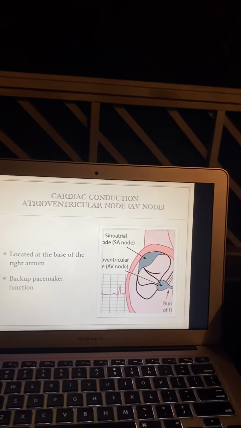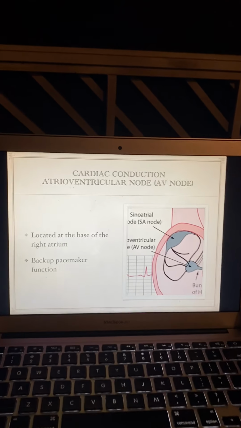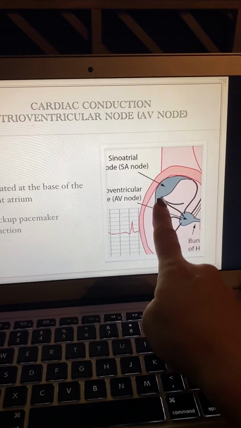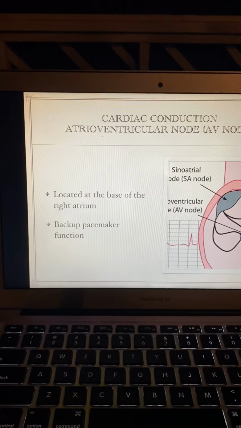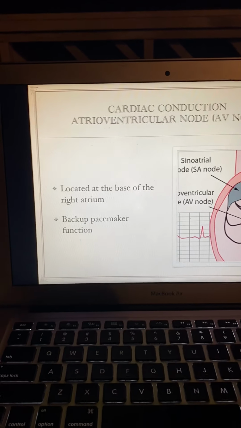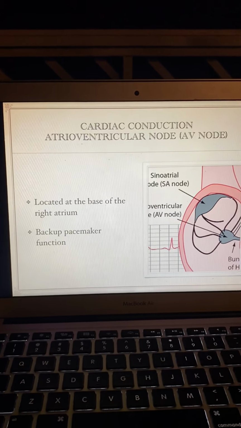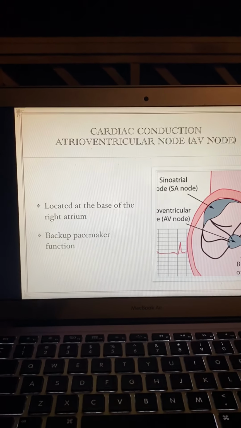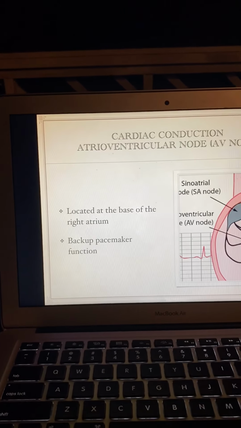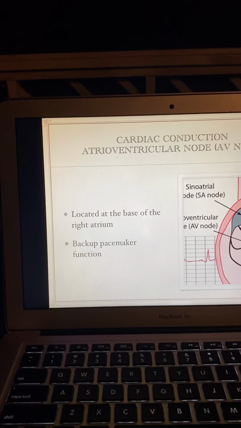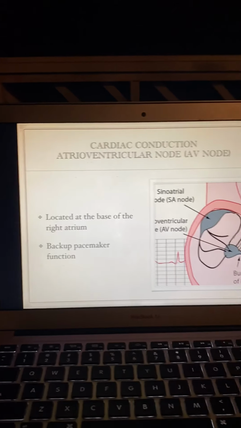Next we have the atrioventricular node, also known as the AV node, which is located at the base of the right atrium, which is right here. You can see it goes SA node and then it goes down to your atrioventricular AV node. A good thing to think about, I think it was Olivia that had asked me this question in clinical, which is a really great question. Where do those impulses go? So does the SA node go from the right atrium to the right ventricle, to the left atrium to the left ventricle? And it doesn't.